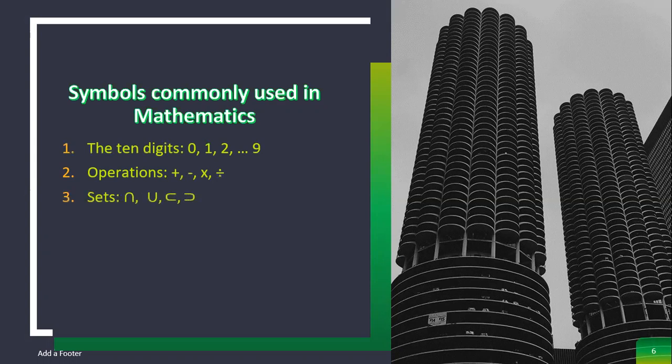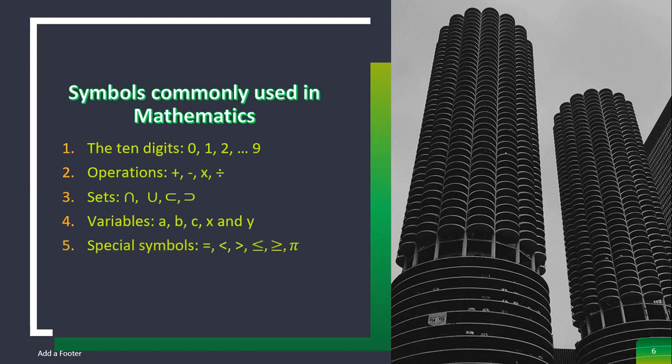The third one is the symbols that we use to denote sets. We have the intersection symbol, the union symbol, the subset, and the superset. The fourth one is the symbols that we use to denote variables. Remember that in denoting a variable, we make use of the small letters. You have a, b, c, x, and y. These are the most commonly used symbols for variables. But actually, we can make use of all the letters in the alphabet to denote a variable.